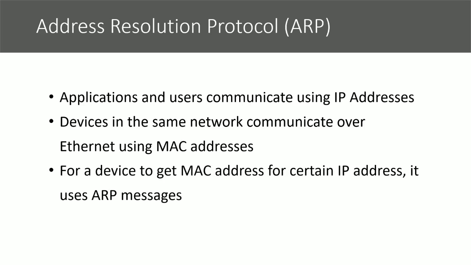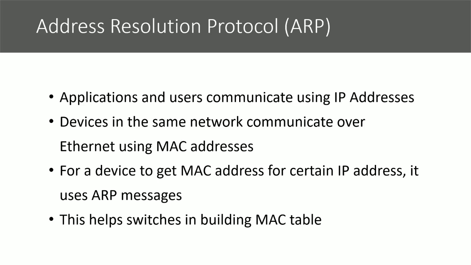So there should be a way to map IP addresses to MAC addresses, and for devices to get the MAC address of a certain IP address, they use ARP messaging, or Address Resolution Protocol, to map IP addresses to MAC addresses, as we will see in the coming slide. For switches, although they don't care about IP addresses and work at layer 2, they use ARP messages to build their MAC table because ARP messages are exchanged immediately when devices connect to the network and when they need to communicate with each other.